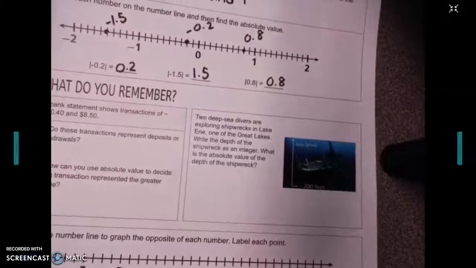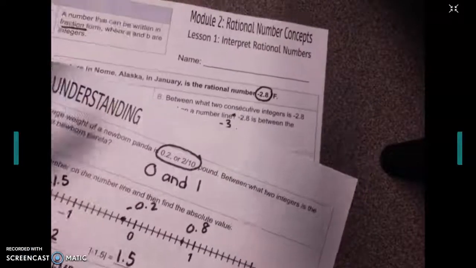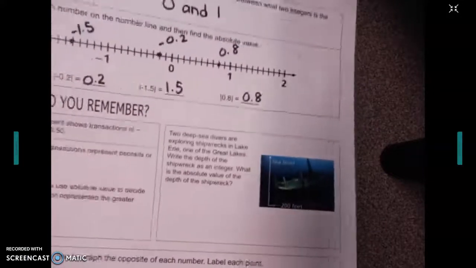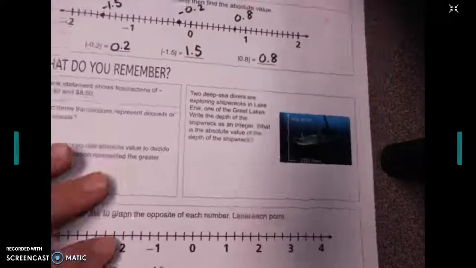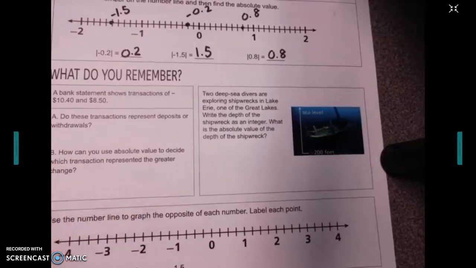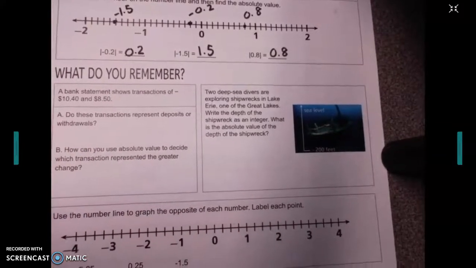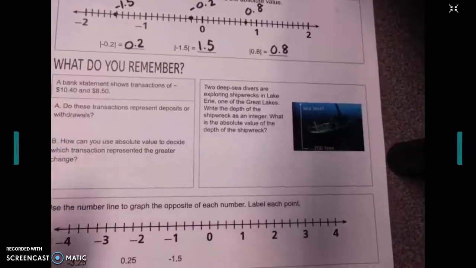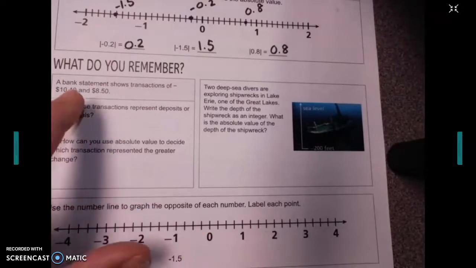Okay, this is the What Do You Remember section from Module 2, Lesson 1, Interpret Rational Numbers. This is day 2. So on this one, before you play the video, I want to see what you can remember how to do. And when you're done figuring out what you can do, play the video so you can go over it to see how you did.